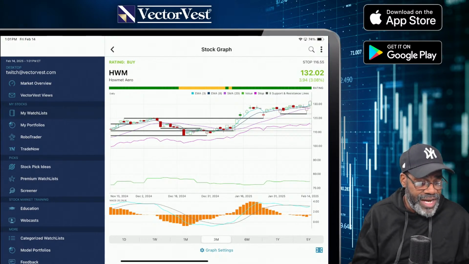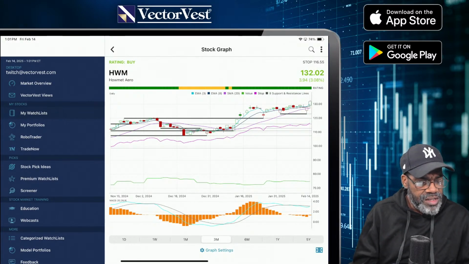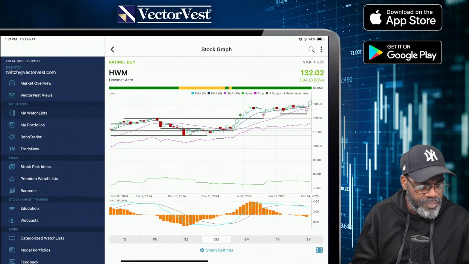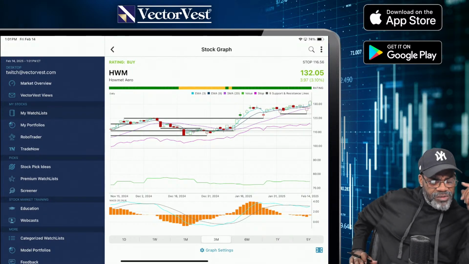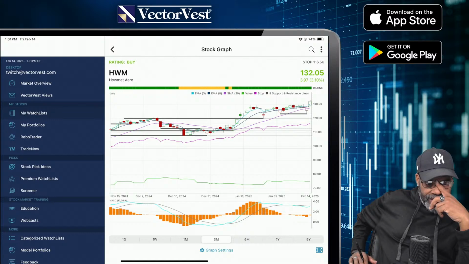HWM up 3% today, $132 stock. Look at that nice break. I can formulate a line of resistance. Nice up candle today. I'm watching the MACD though. Nice open candle today. Did it go positive? I'm not sure. I like the move.